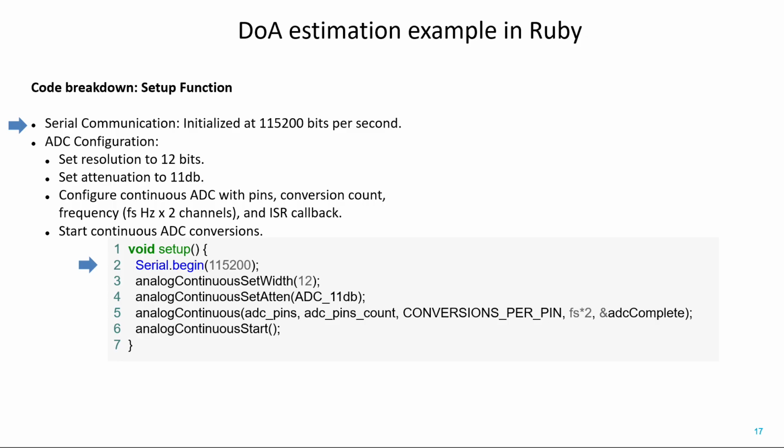Next, the setup function configures the system when the microcontroller starts. We set up the serial communication and the ADC resolution, attenuation, and the pins of the ADC, jointly with the frequency. We also start continuous ADC conversions using the DMA process of the ESP32.